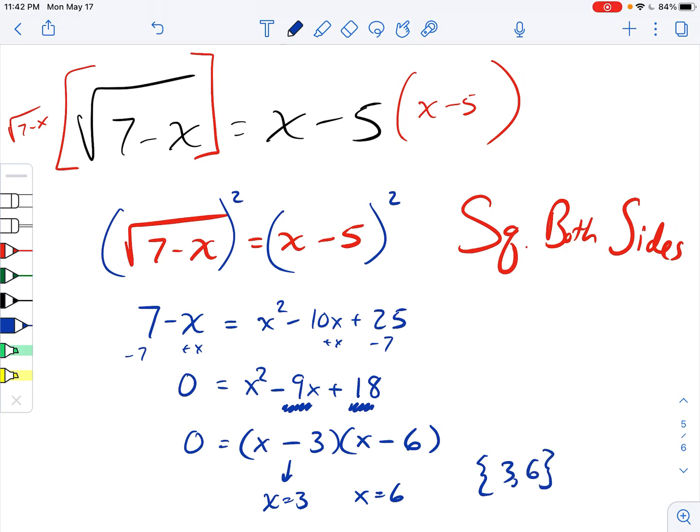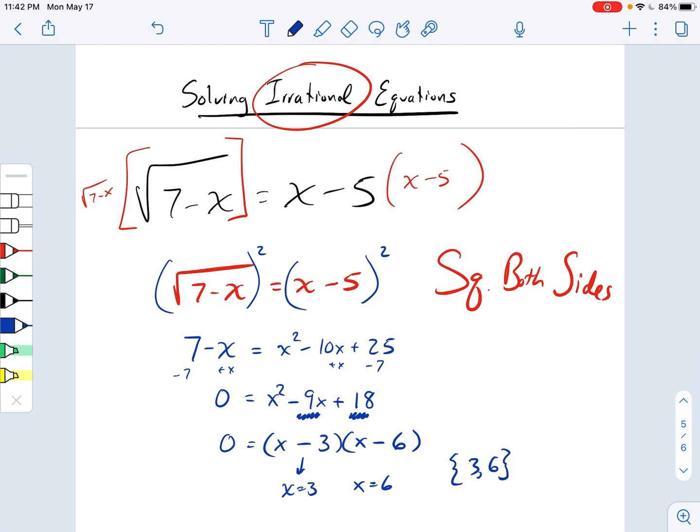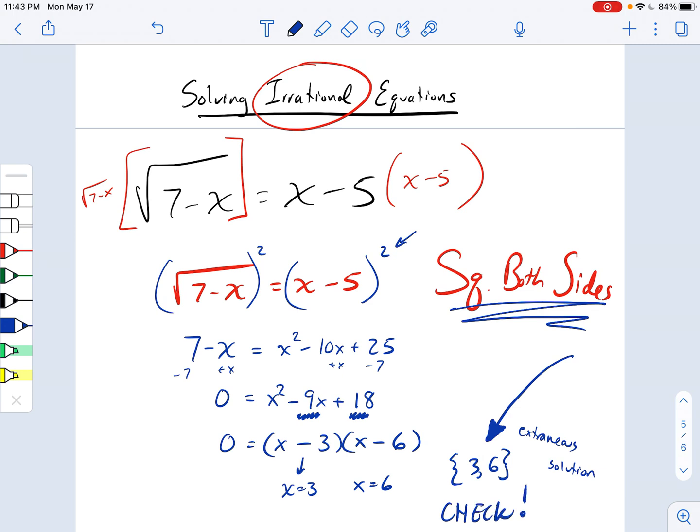Here's the biggest danger about solving irrational equations. Because you squared both sides, you have used a very powerful and therefore dangerous tool. So sometimes in algebra, when you use such power like squaring, which is a power, you might get something called an extraneous solution or an extraneous root. What that means is one of these might not work, and that's why it's so important to check.